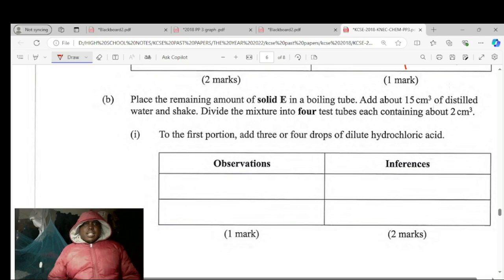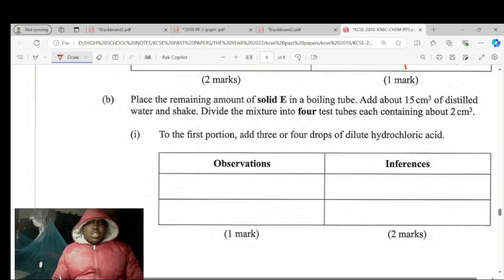Next, place the remaining amount of solid in a pouring tube. Add 15 centimeters of distilled water. Shake. Divide the solution into 4 test tubes, each containing about 2 centimeters cube. So the first portion, add 3 drops of diluted hydrochloric acid. Diluted hydrochloric acid, it depends. It will form a white precipitate, or we expect.